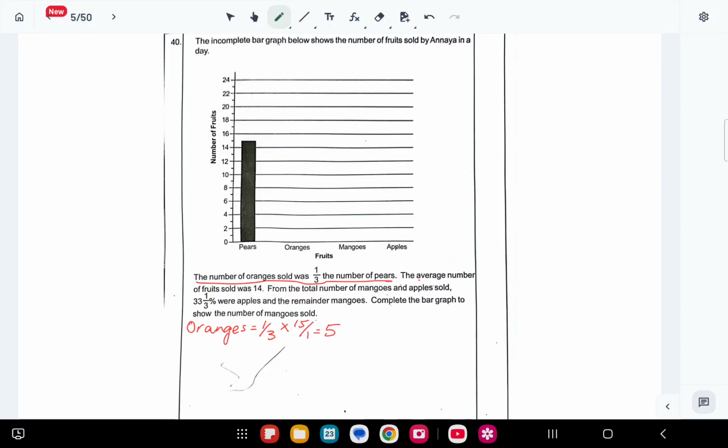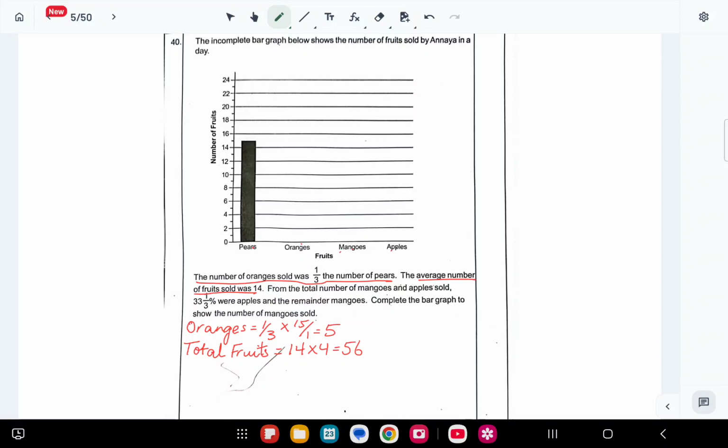They also gave us the average number of fruits sold, which was 14. Again, whenever we need to solve for an unknown, we always find the sum or the total when given the average and the number of numbers. So to calculate the total fruit sold, it would be the 14 multiplied by 4. That will give us 56. So when you add up pears, oranges, mangoes, and apples, we have a total of 56 fruits.